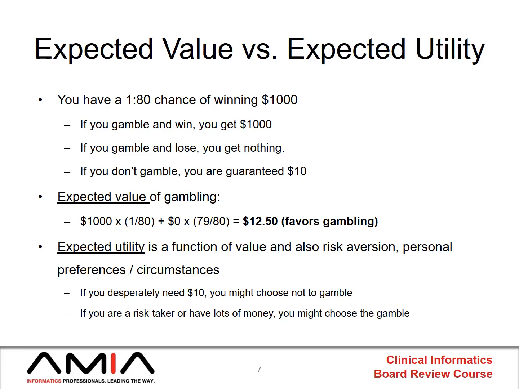Now, the expected utility is a little bit different. Utility is a function of value, but it's also a function of the individual's level of risk aversion, their personal preferences, and other monetary circumstances. So, for example, if you desperately need $10, you might choose not to gamble. You will choose to just walk away and pocket the $10. If, however, the $10 is not that enticing to you or you're a risk taker, you might choose to participate because of this slight but discrete risk of winning $1,000.